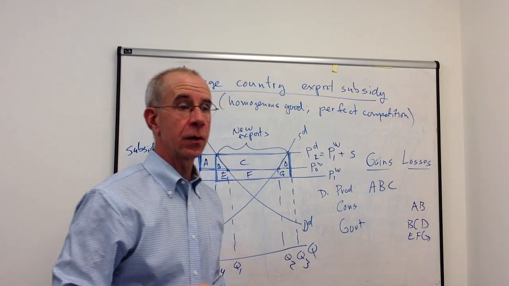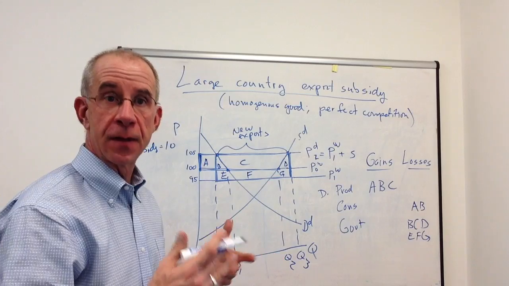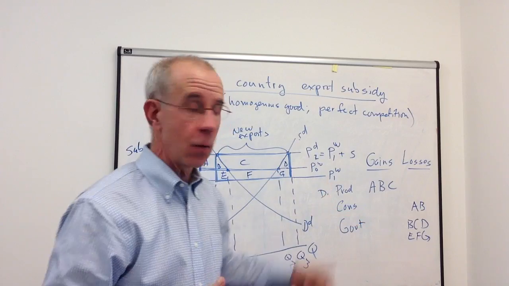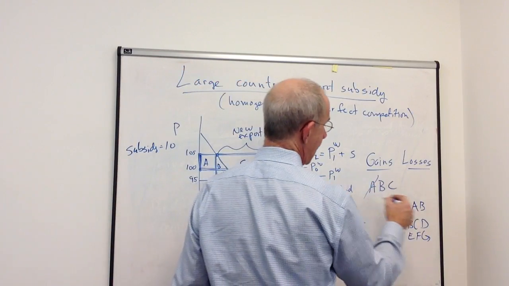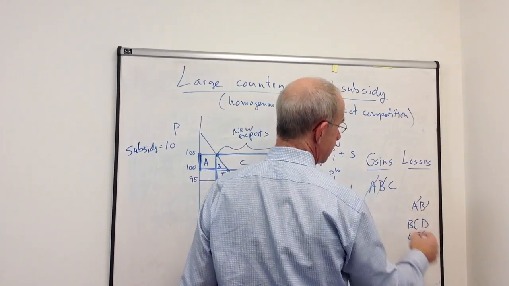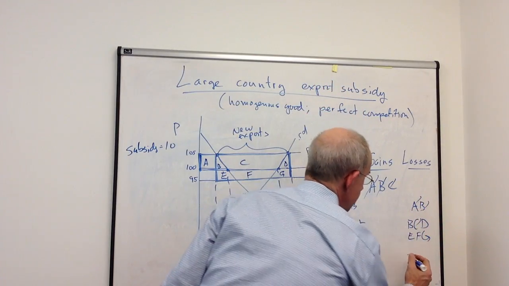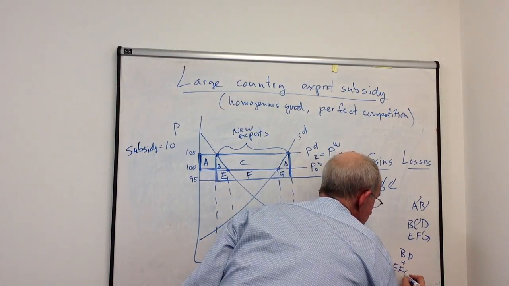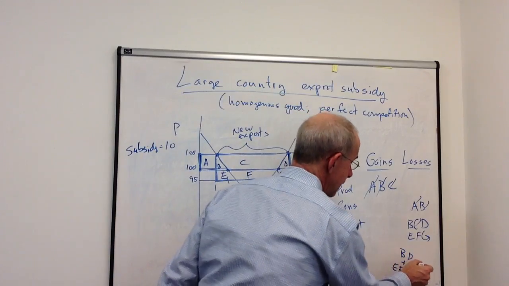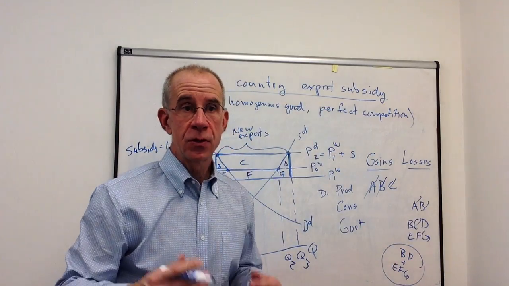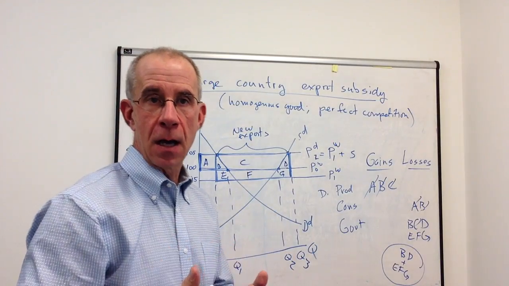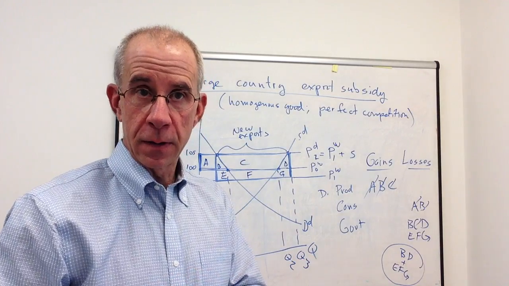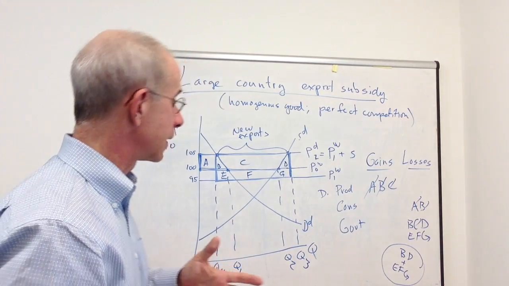So now we can take a look at the net effects by considering a transfer as having no effect. A's on both sides, B's on both sides, C's on both sides. And what you have is a loss of BD plus EFG. Okay, that's the net loss to the domestic economy by the provision of the export subsidy in this large country case.